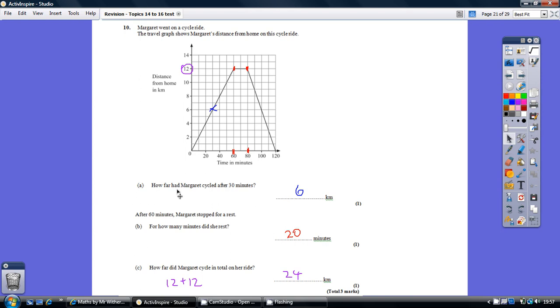So, how far had Margaret cycled after 30 minutes? Go along time to 30 minutes, up you go across, and she's gone 6 kilometers.